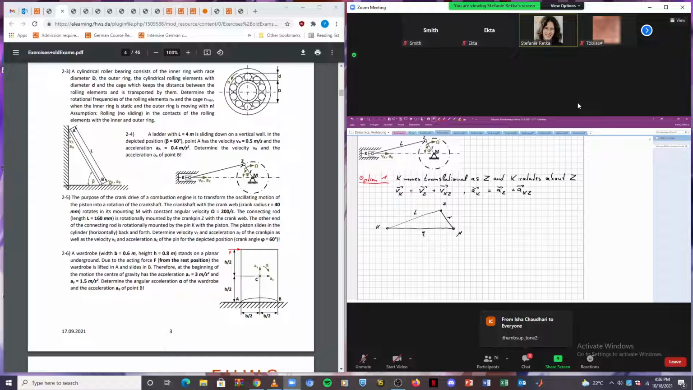5 minutes, 10 minutes left. Okay, let's try to draw the velocities for this diagram, translational and rotational motion.